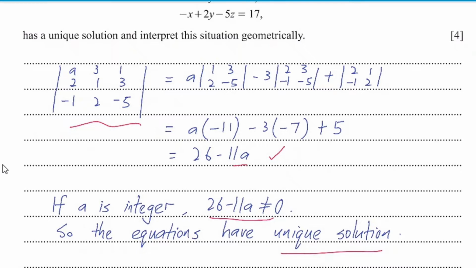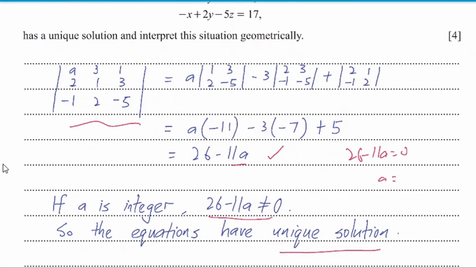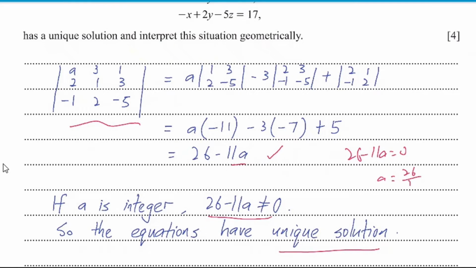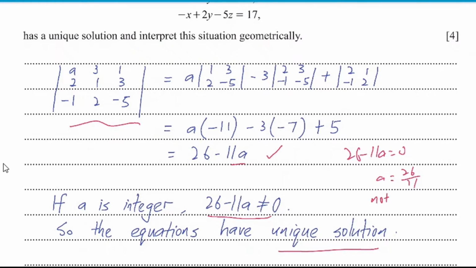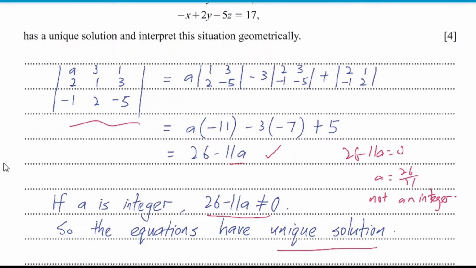Or you can try to solve when 26 minus 11a is equal to 0. You can solve for a, and you get 26 over 11. You can mention here that this is not an integer. So you can also do something like that. With these two types of proof, you can mention that it is actually a unique solution.